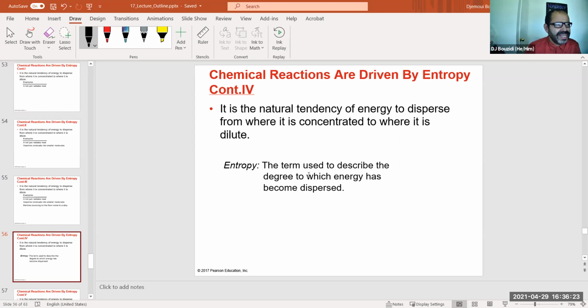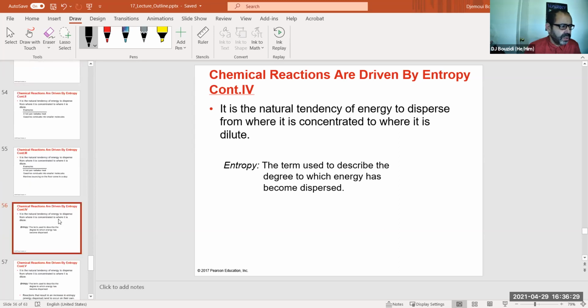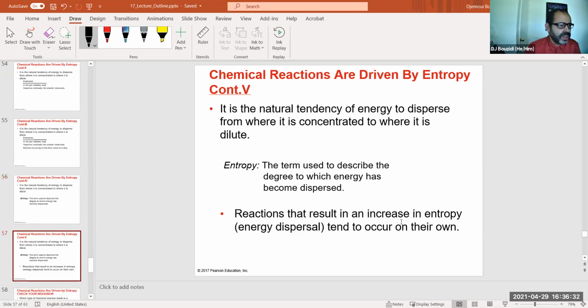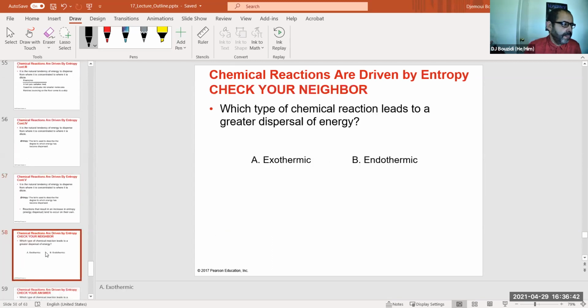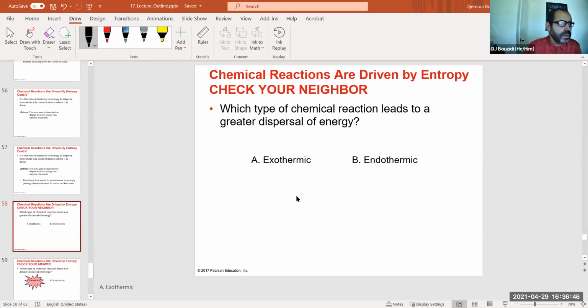So entropy, in this sense, is the term used to describe the degree with which energy has been dispersed throughout the smaller components. So the reactions that result in an increase in entropy, energy dispersal, tend to occur on their own. They don't need catalysts, they don't need temperature, they don't need anything, okay? Because of that, they release energy on their own, okay?